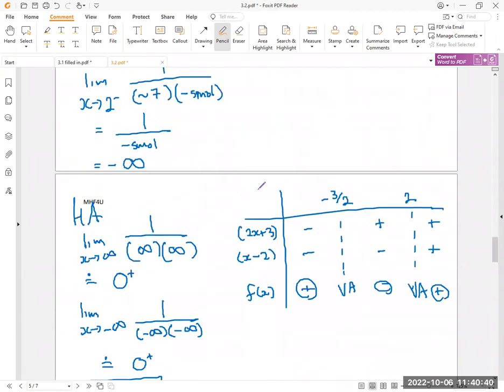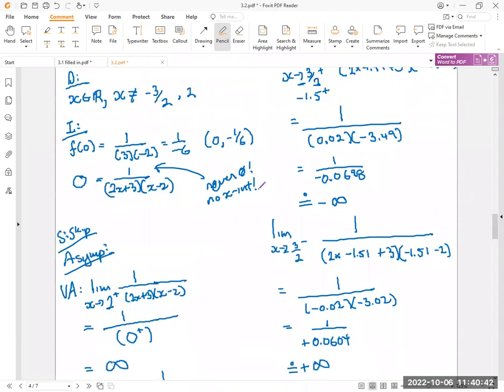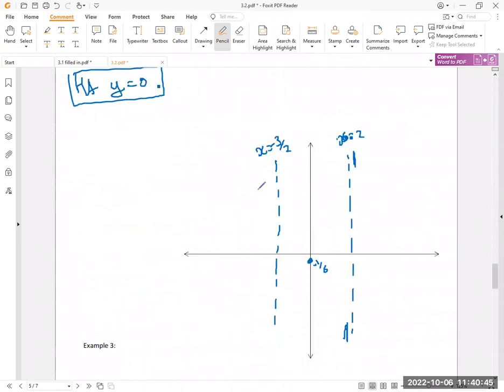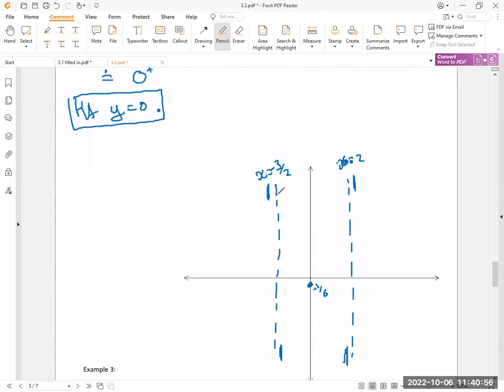For negative 3 over 2, left side is negative, right side is, sorry, right side is negative, left side is positive, like that. And horizontal, it is going towards 0. And it's positive, positive. Connect the lines. It will go here, it will go here, and it will go here. So the whole position on this side.